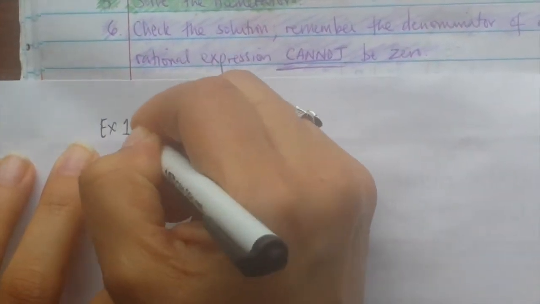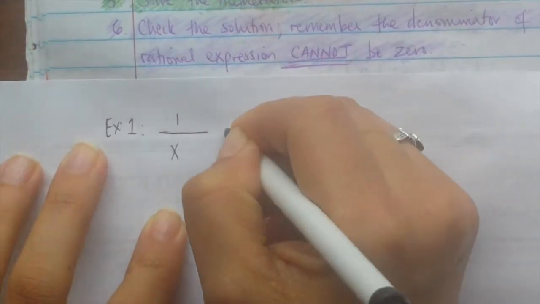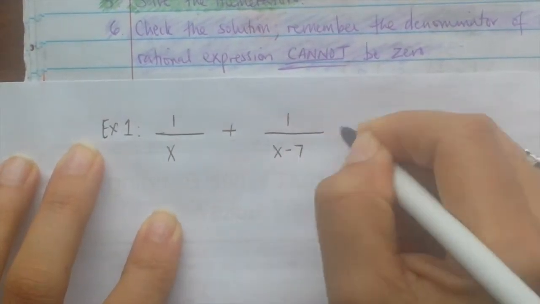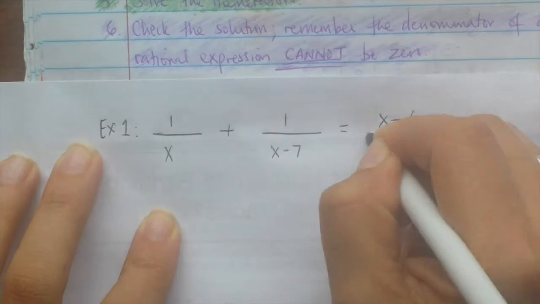Okay, so we're going to take a look at an example. Example 1. This is a listening check. Go ahead and color that plus sign right now, the plus sign between the 2 rational expressions.